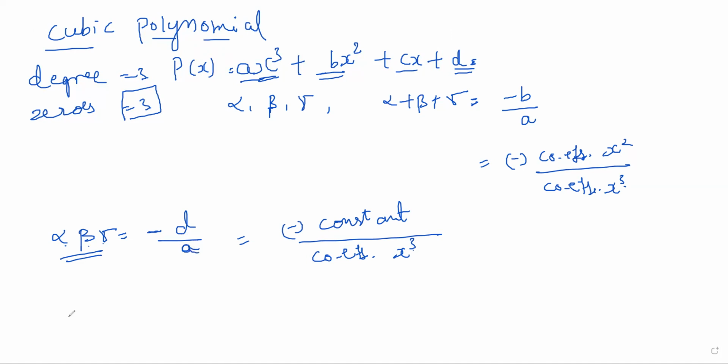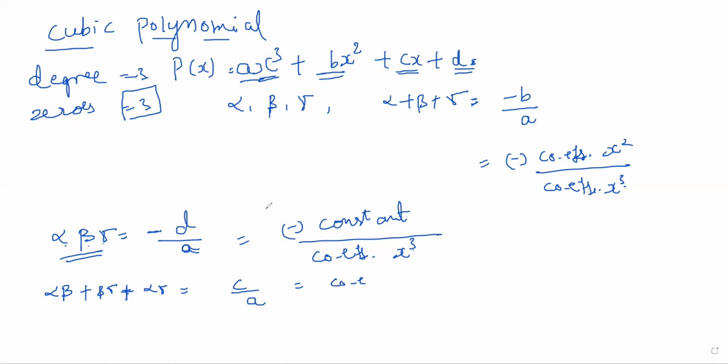So the product of zeros is equal to minus d by a. And the sum of the product of zeros taken two at a time, for example alpha into beta plus beta into gamma plus gamma into alpha, right children? The sum of the product of zeros taken two at a time is equal to c by a. What is c here? C is the coefficient of x.